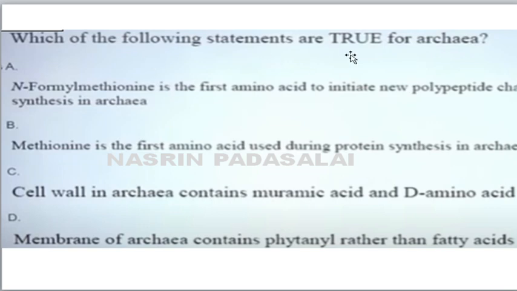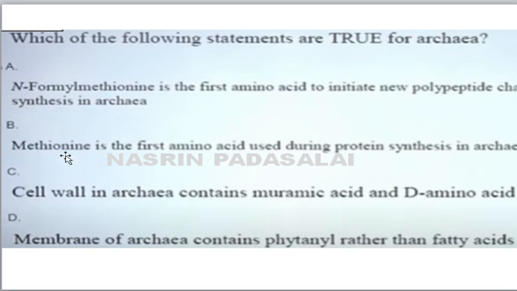Which of the following statements are true for archaea? N-formyl methionine is the first amino acid to initiate new polypeptide synthesis in archaea. No, N-formyl methionine is the first amino acid in E. coli. It is not present in archaea. Next, methionine is the first amino acid during protein synthesis in archaea. It is a correct option. Next, the cell wall in archaea contains muramic acid and D-amino acid. No, the cell wall in archaea is not made up of muramic acid or D-amino acid. Next, the membrane of archaea contains phytanyl rather than fatty acid. Yes, phytanyl is present in the membrane of archaea, whereas other membranes consist of fatty acid.